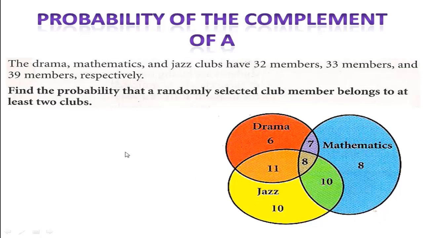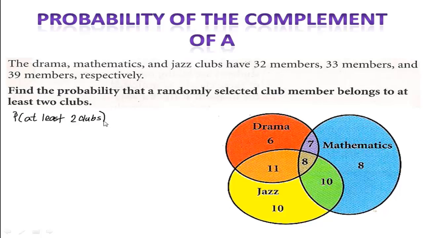Here's another example on the probability of the complement of A. The drama, mathematics, and jazz clubs have 32 members, 33 members, and 39 members respectively. Find the probability that a randomly selected club member belongs to at least 2 clubs. Okay, so we're looking for the probability that the person we select belongs to at least 2 clubs.